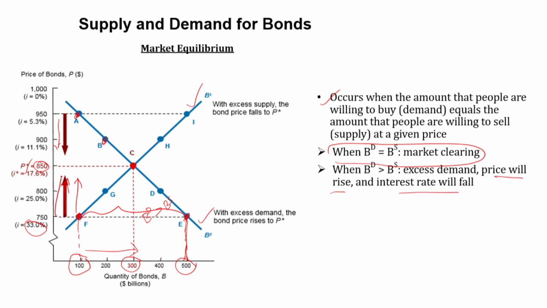So this is the pressure. There will be an upward pressure on the bond price. In other words, there will be a downward pressure on the rate of interest.